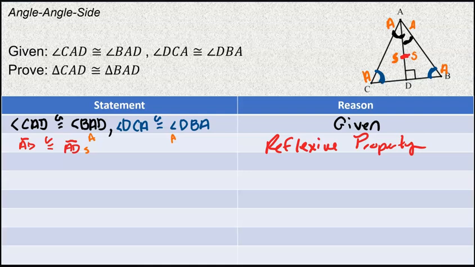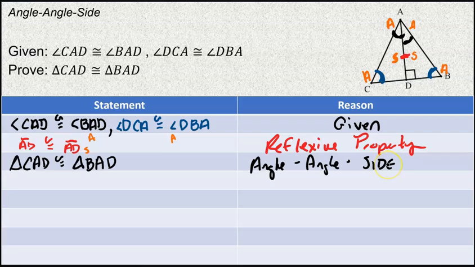And now I can write my conclusive statement, which is that triangle CAD is congruent to triangle BAD using the angle, side, angle postulate. In other words, I have two pairs of congruent angles and then one pair of congruent sides outside that force the triangles to be congruent. Alright, let's take a look at the last example.